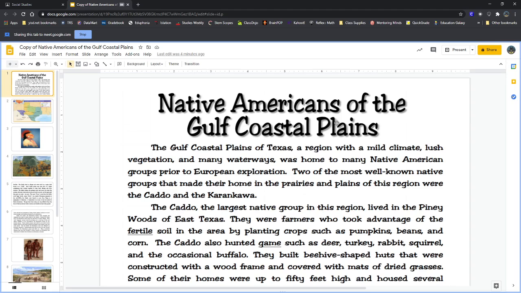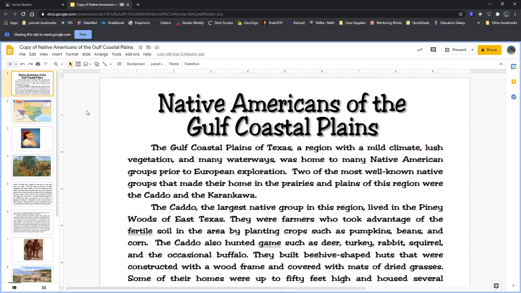Native Americans of the Gulf Coastal Plains. The Gulf Coastal Plains of Texas, a region with a mild climate, lush vegetation. So what that means is there's lots of plants that grow there. So it could be just lots of grass, it could be trees, bushes, plants, anything. But lush means that there's lots of them. So there's not just a little bit of grass or a few trees, there's lots of them, lots of plants. And many waterways. So that could be like lakes and rivers and things like that.